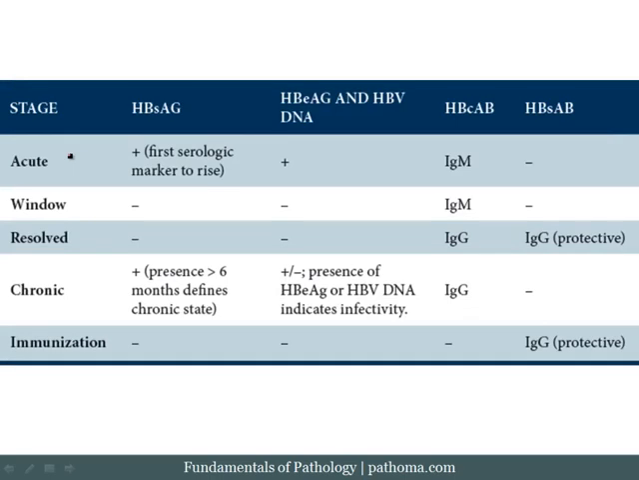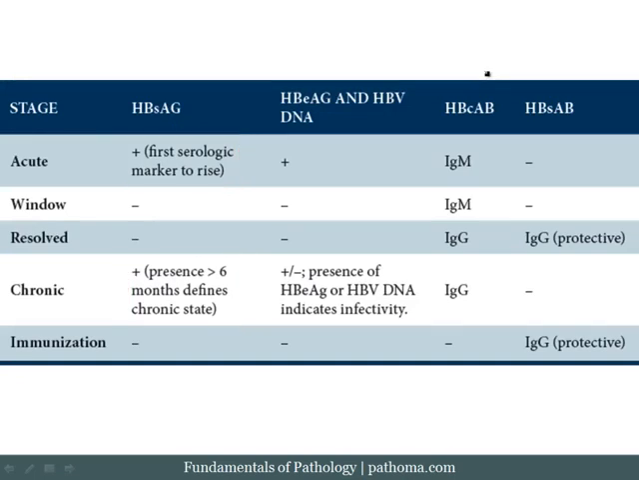Now the way by which I'm going to do this is to just introduce to you some very simple principles, and hopefully those principles will take you a long way. The first principle is that hepatitis B surface antigen is the key marker of infection. First of all, it is the first serologic marker to rise during the acute phase. When the patient resolves the acute phase and resolves the infection, it disappears. And if it is present for greater than 6 months, then that defines the chronic state.